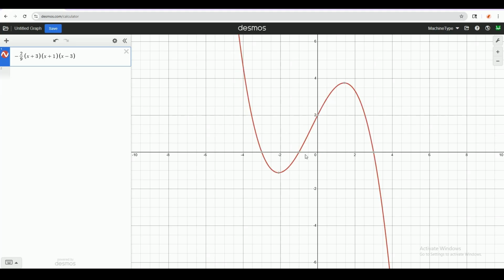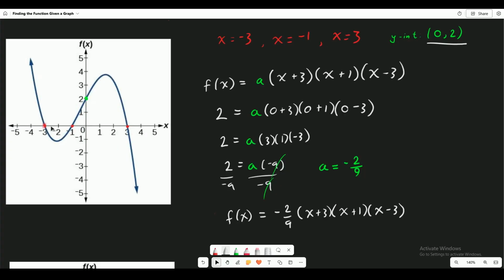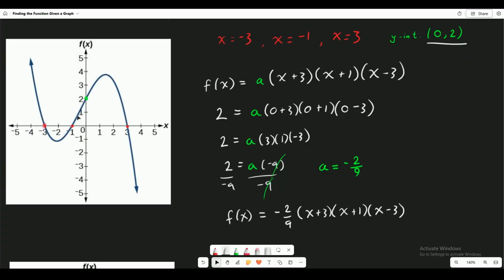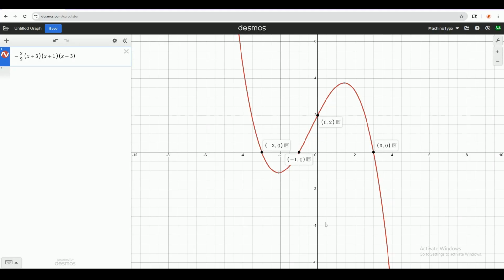Alright, it looks pretty close to what we have. So let's check our roots. Negative 3, negative 1, 3. Negative 3, negative 1, 3. Cool. So roots are correct. And let's check our y-intercept. 0, 2. And there we have it.